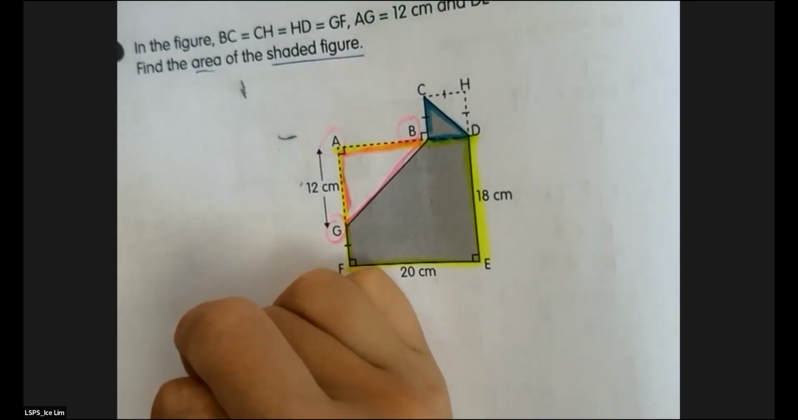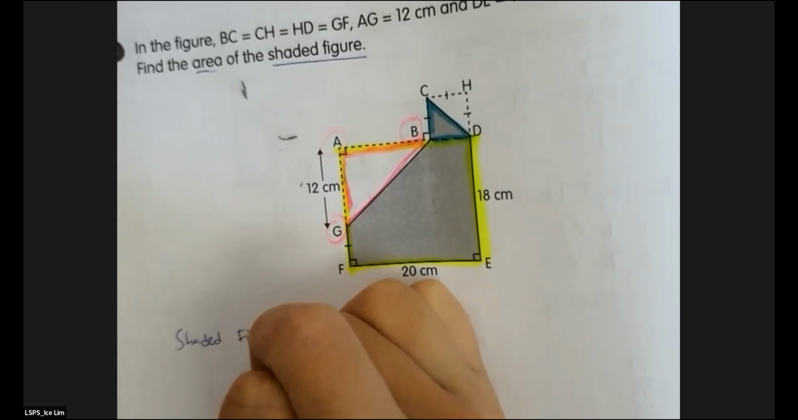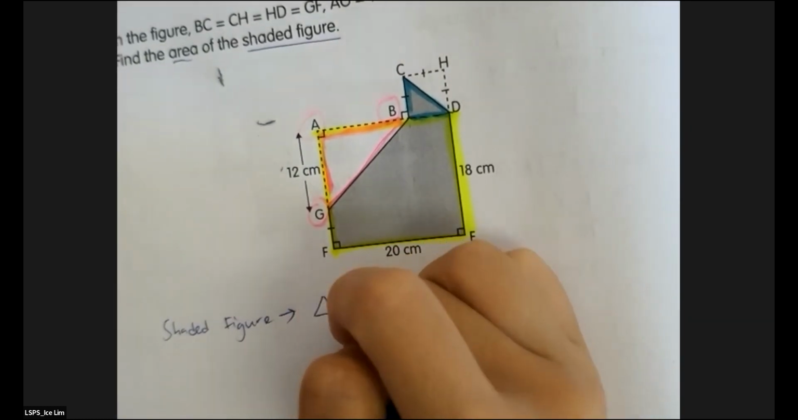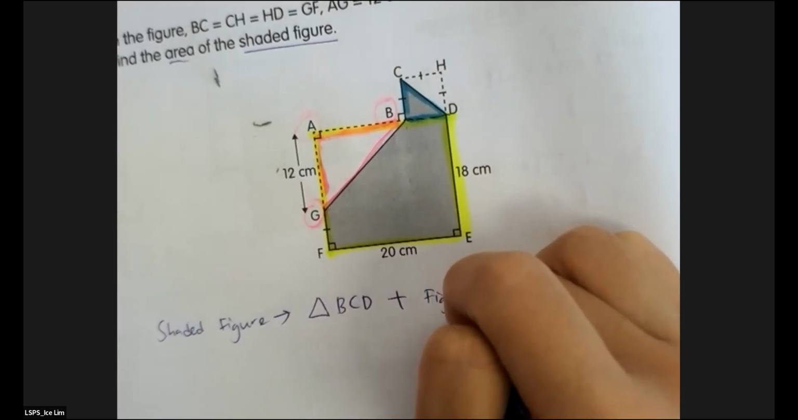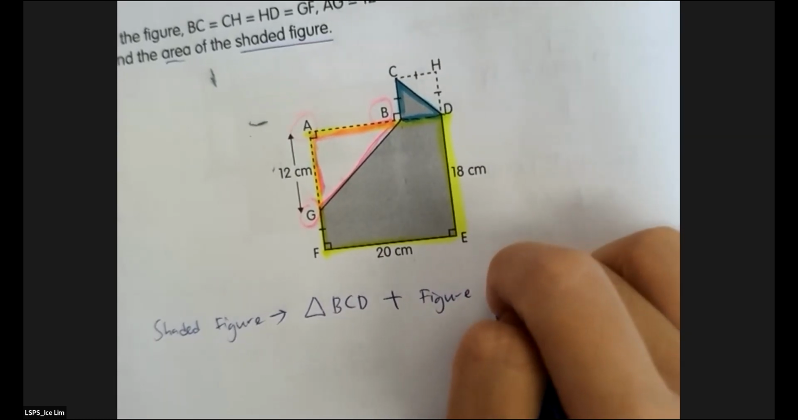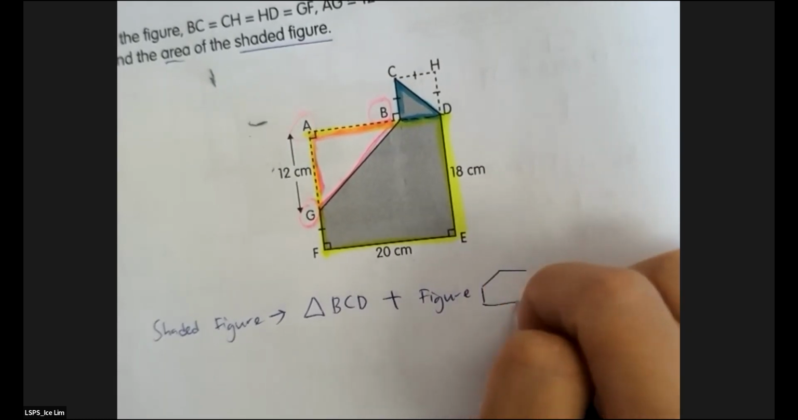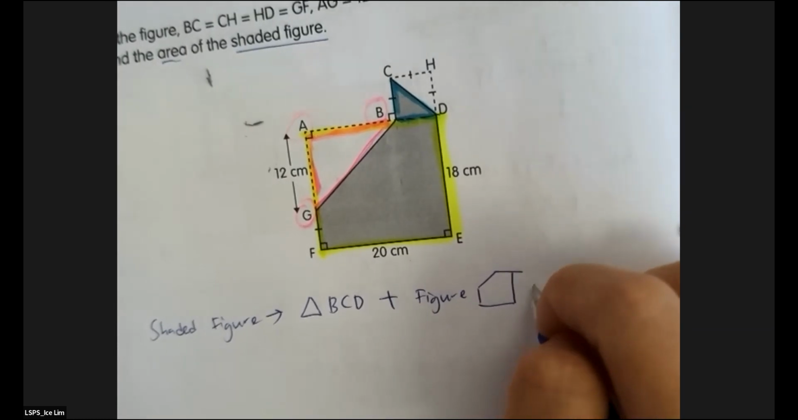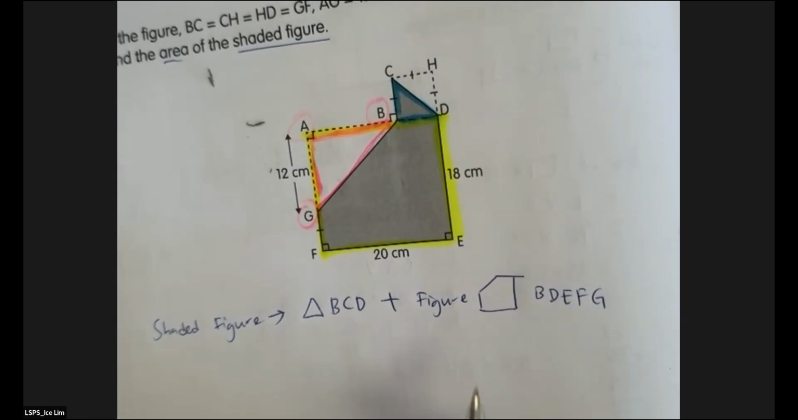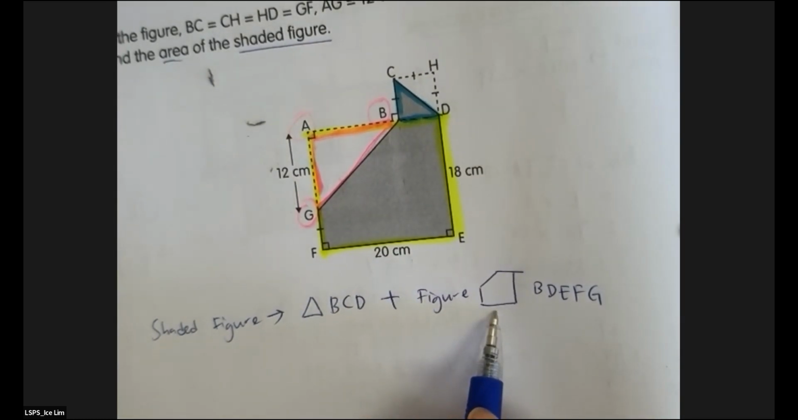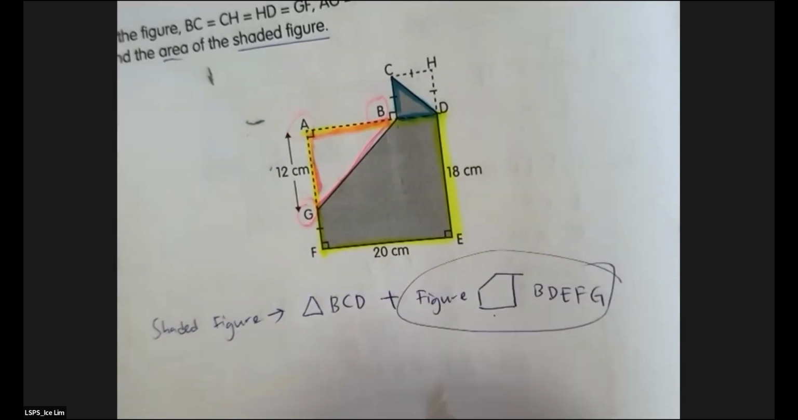So I will find the shaded figure by using area of triangle BCD plus figure. This odd figure that I cut out is like this. This is B, D, E, F, G. But this figure a bit hard to find. So let me try to find this one first.